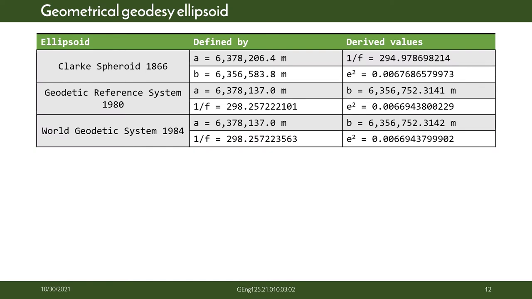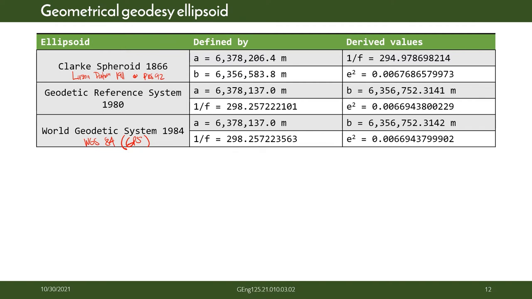Here are the common ellipsoids used in geometrical geodesy. Very common for us is the World Geodetic System, WGS-84, used in GPS, or Global Positioning System. We also have the Geodetic Reference System of 1980 and the Clarke ellipsoid of 1866. This is the ellipsoid used when they developed the Luzon datum, I think that is 1911, and PRS 92. The parameters of these datums are based on these.